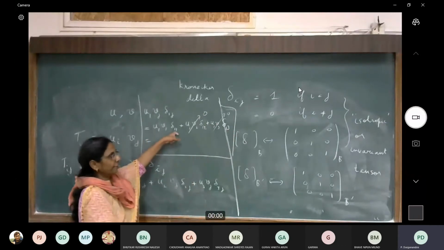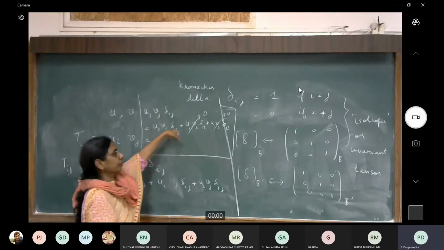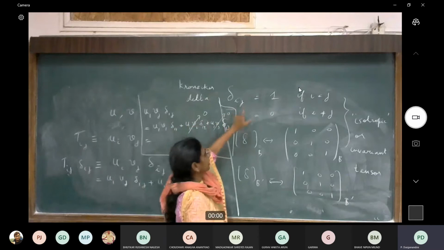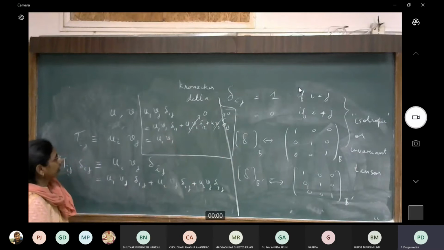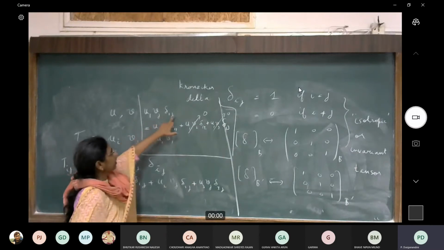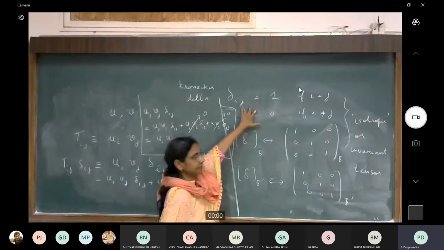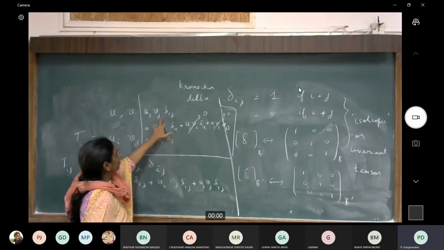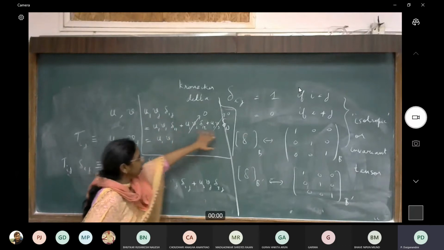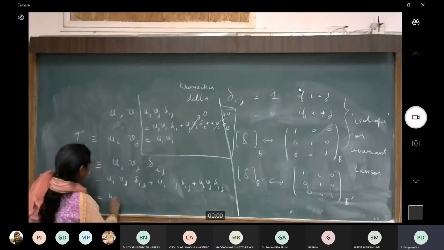But what is delta 11? 1. Because you see, i and j are the same, then it takes value 1. So I'm going to simply get u1. In other words, when I have u1 vj delta 1j, the only non-zero answer I will get is when I put j to be the same as the first index, that is 1. That is because of this definition of your delta tensor. So if I put j equal to 1, then this automatically becomes 1, and I simply get u1 v1. The other two terms get killed because of this delta.